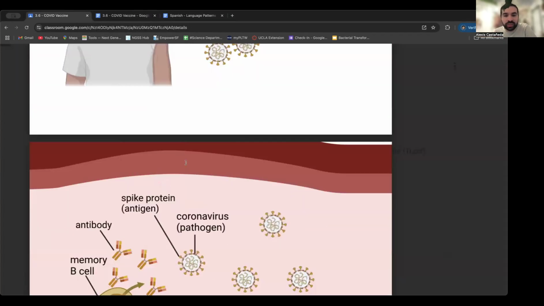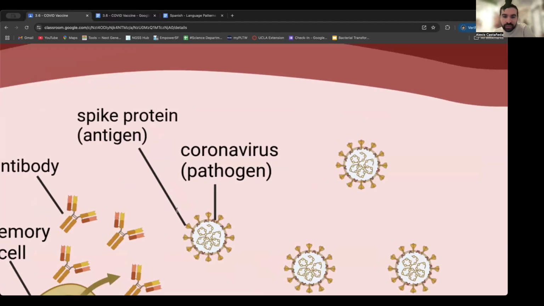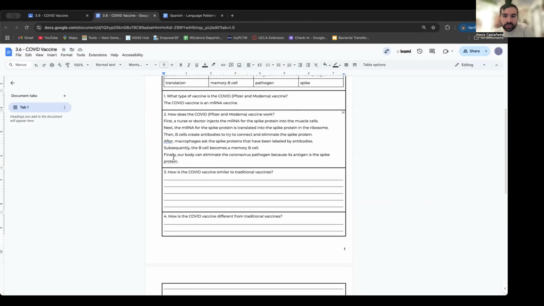When you're exposed to the coronavirus, which is the pathogen, right? The coronavirus has this spike protein, and our body already knows how to get rid of the spike protein. It did it in the previous slides. Great. And so that's how it works.